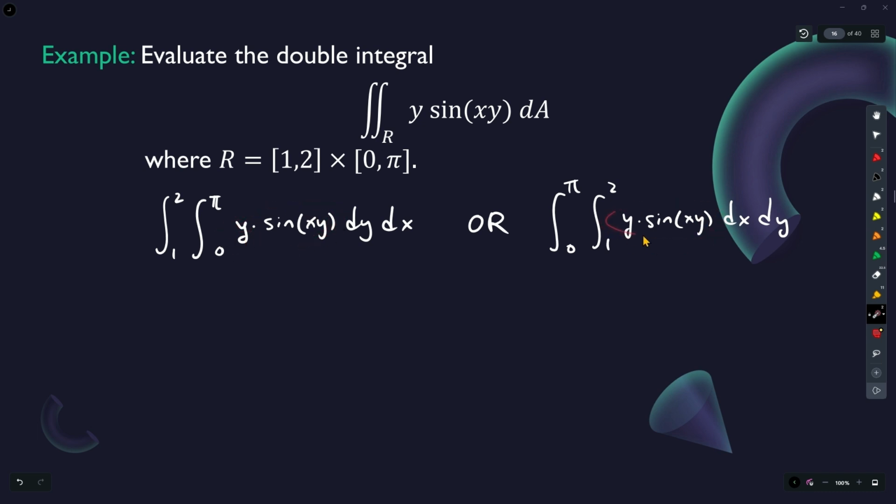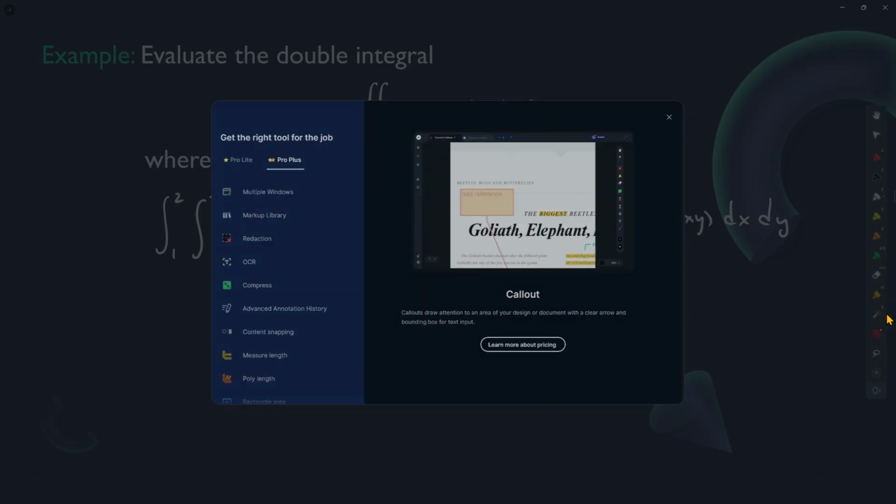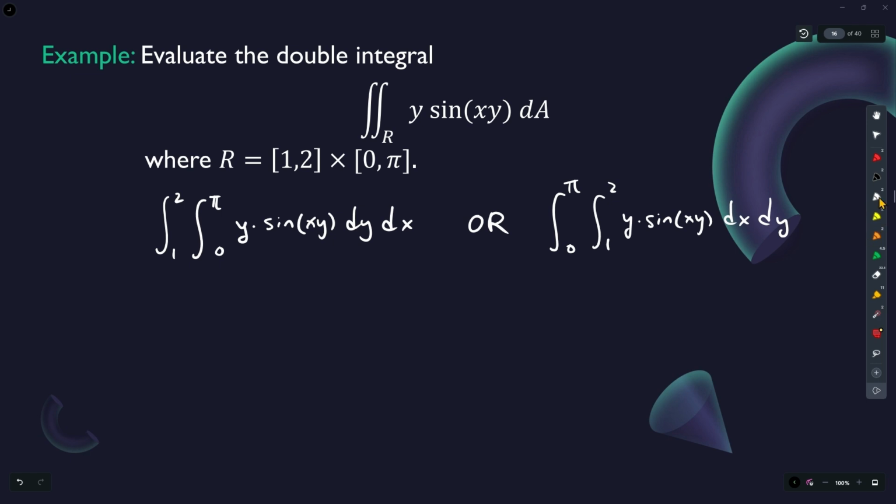But this integral right here is just a constant times sine of x times a constant, so it's essentially just the integral of sine of x. And I know how to do that simply with a u substitution that will work. So let's not do the other one, because this one is easy. This one is much easier, so let's do that one instead.